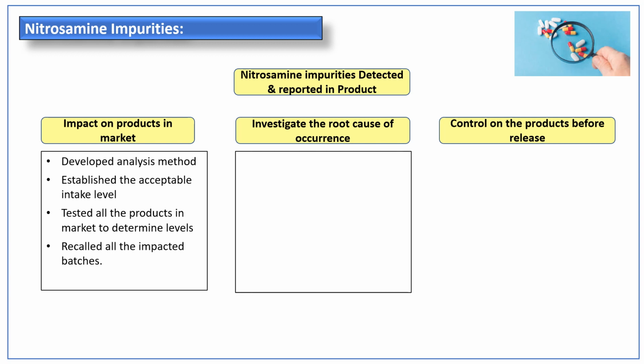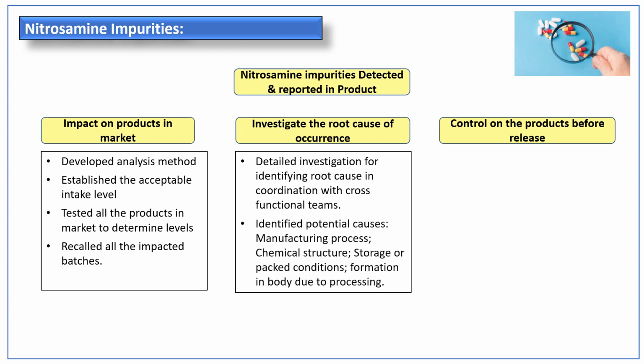They investigated the root cause, a detailed investigation to identify the root cause in coordination with various cross-functional teams from various pharmaceutical organizations. They identified the potential causes as the manufacturing process, the chemical structures of the API, storage or packaging conditions, and formation in the body due to processing.